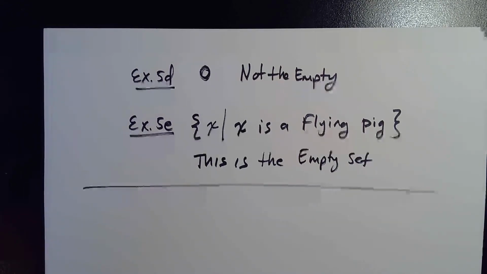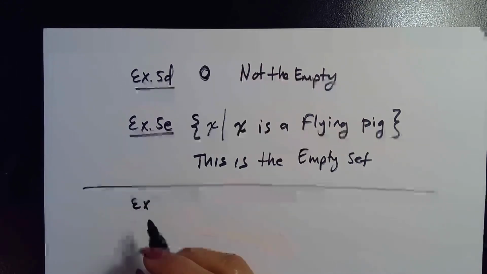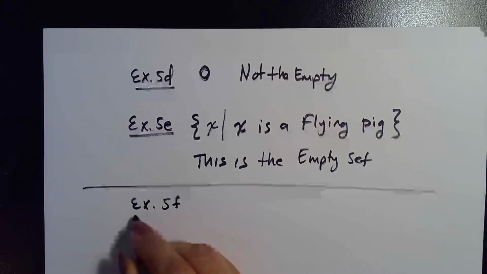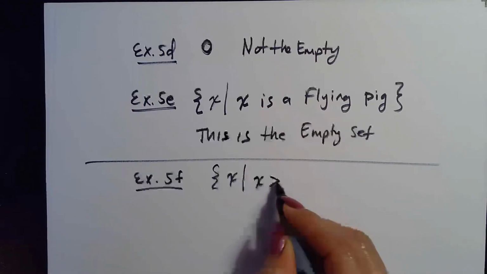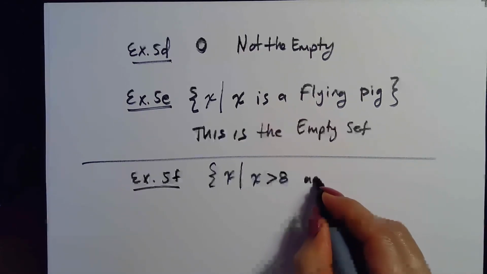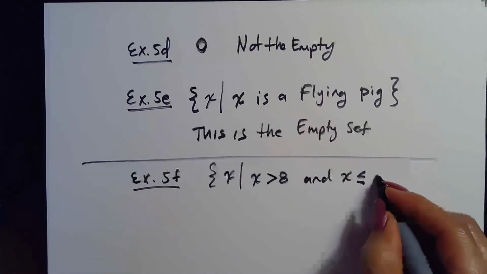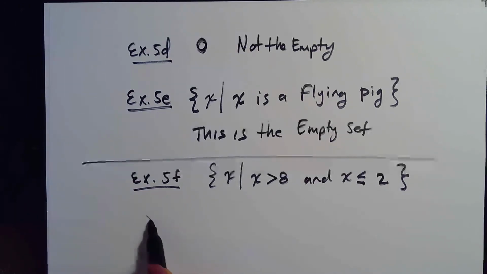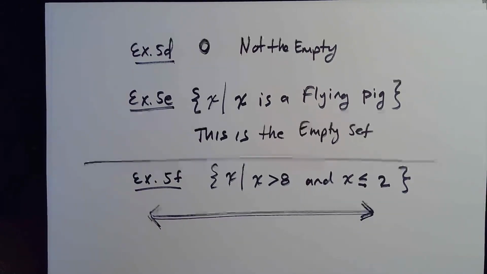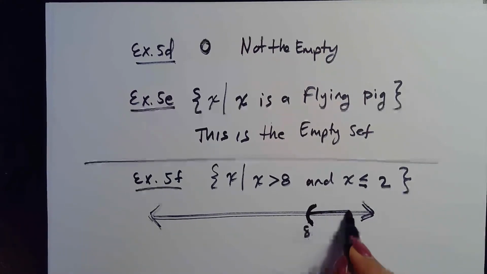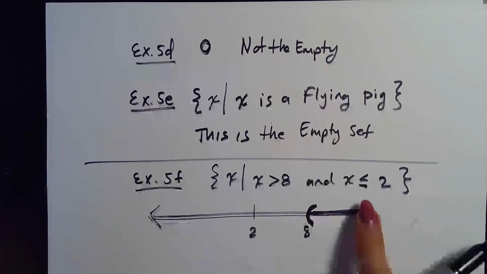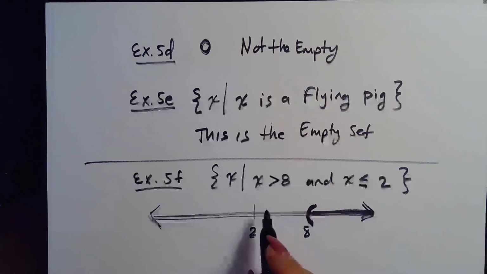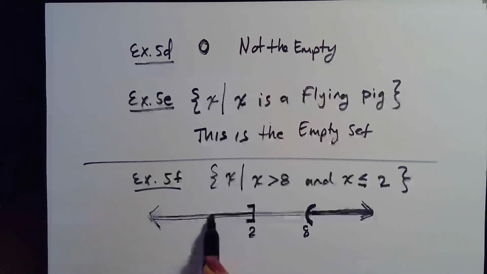And then 5F. It says all the x's such that x is greater than 8 and x is less than or equal to 2. I have to look at the number line here to know what they are. Okay, here's 8. Greater than 8 means from 8 to the right. And less than or equal to 2, so if 2 is here, I'm going to include the 2 because of the equal sign.